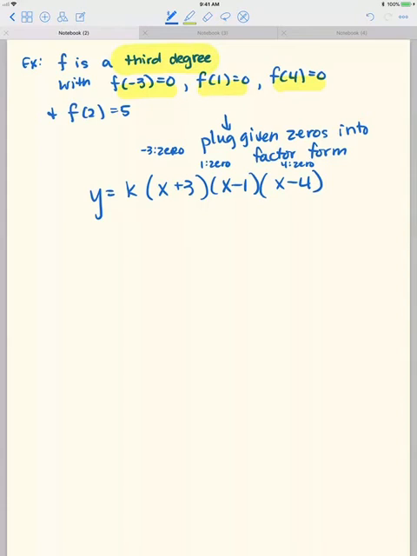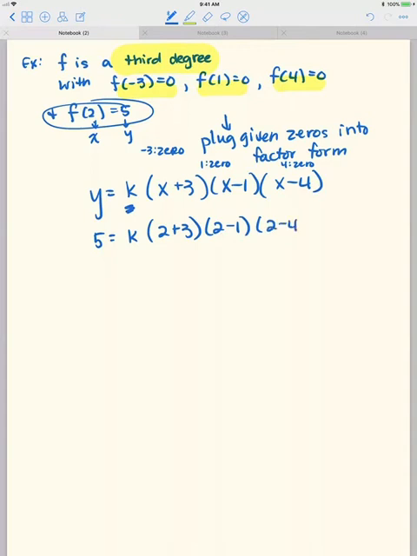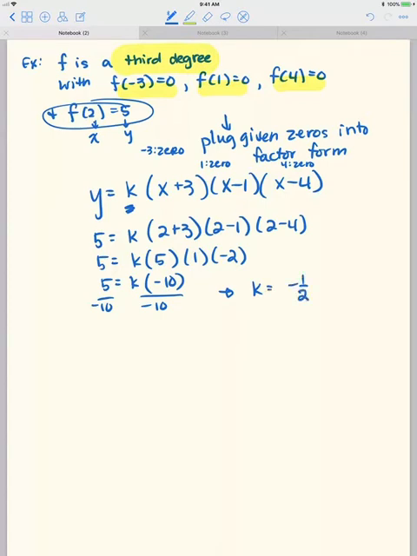Okay, so then the next thing will be to come up with this constant. So given that f of 2 equals 5, I plug 2 in for x, 5 in for y, and I get 5 equals k times 2 plus 3 times 2 minus 1 times 2 minus 4. I clean that up, I get 5 equals k times 5 times 1 times negative 2. Keep going, you get that that's negative 10, and you get that your constant is negative 1/2.